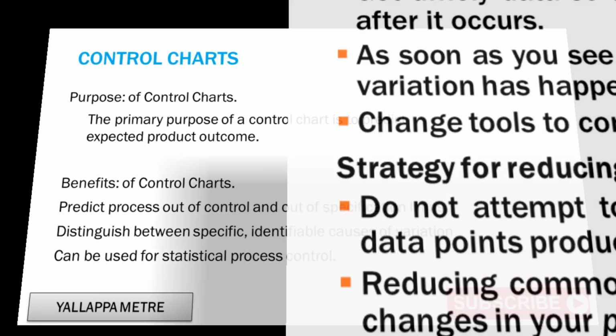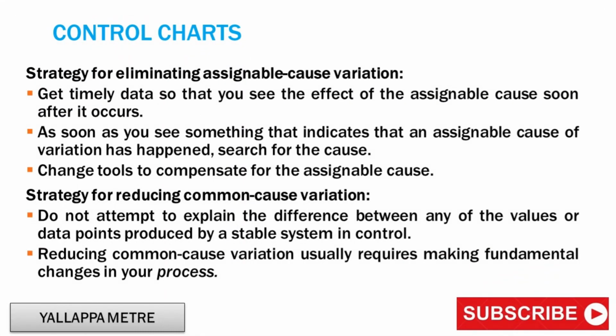Strategy for eliminating assignable cause variation: Get timely data so that you see the effect of the assignable cause soon after it occurs. As soon as you see something that indicates that an assignable cause of variation has happened, search for the cause. Change tools to compensate for the assignable cause. Strategy for reducing common cause variation: do not attempt to explain the difference between any of the values or data points produced by a stable system in control.